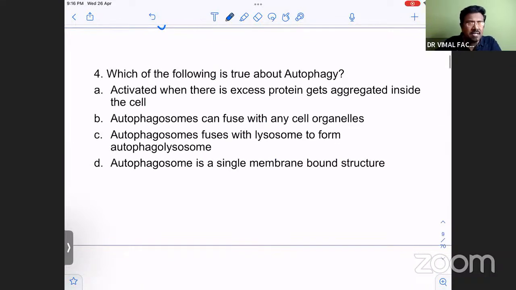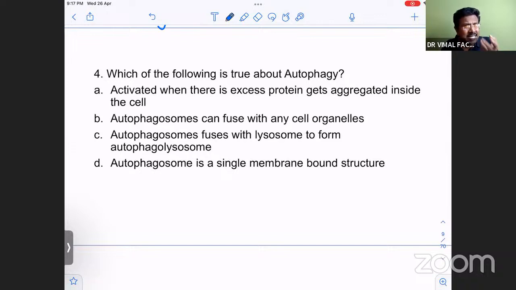Moving on to the next question. Which of the following is true about autophagy? Autophagy is nothing but the cell eating its own content. This was a question update. It was a recent topic updated in the recent edition of Robbins, so they have started asking questions from autophagy.